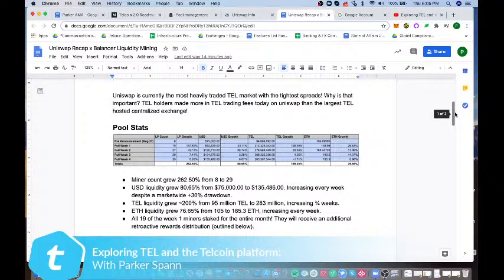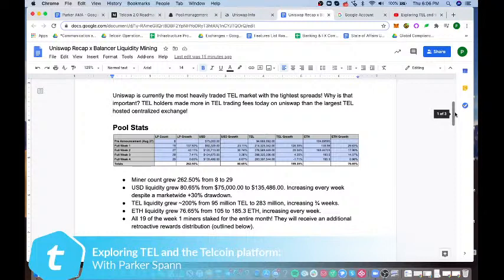The USD value of Telcoin on Uniswap has increased every single week, despite a 30% plus crypto market-wide drawdown. That's really exciting because, as I said before, it's the most liquid market in the world for Telcoin, and that value is being returned to Telcoin investors and holders. The liquidity from the Telcoin perspective went from 95 million TEL to 283 million TEL, increasing 3 out of the past 4 weeks.